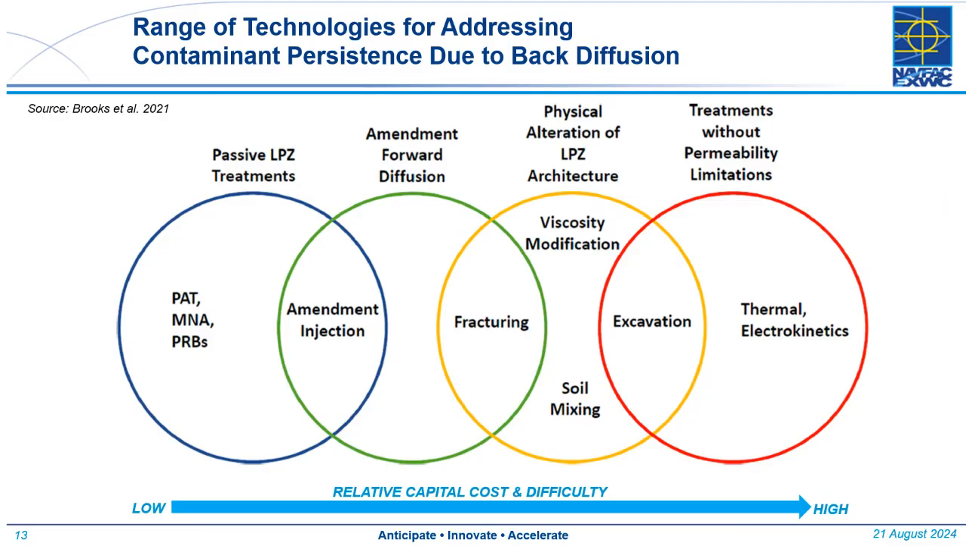And then further to the right in the red circle, where we are moving into active remediation with thermal remediation, electrokinetics, and those are really treatments without permeability limitation. So those are the brute force options. So in this presentation, we're going to be focusing on electrokinetics, soil mixing, fracturing, and then implementation of high resolution reactive columns by this bomber technique that Steve Richardson at GSI developed.